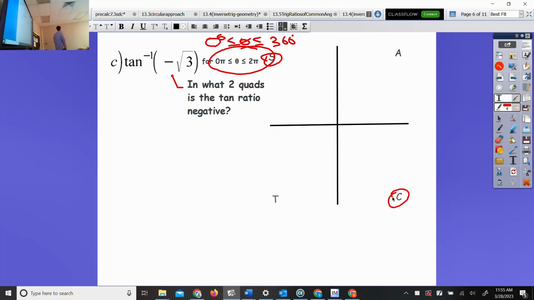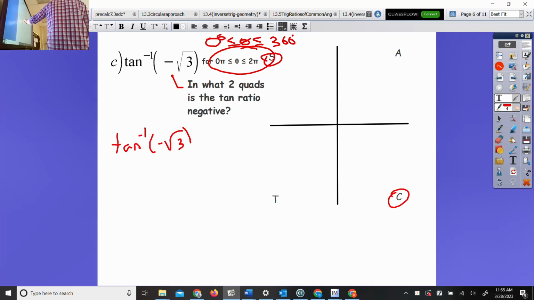In 2, sine and cosecant are positive. Everything else is negative. In 4, cosine and secant are positive. Everything else is negative. The calculator is going to return an answer that lies in quadrant 4 because it is designed to return answers in quadrants 1 and 4. See what your TI-84 says the arc tangent of negative root 3 gives. All right, it says negative 60 degrees.